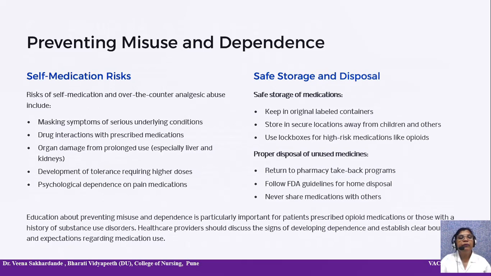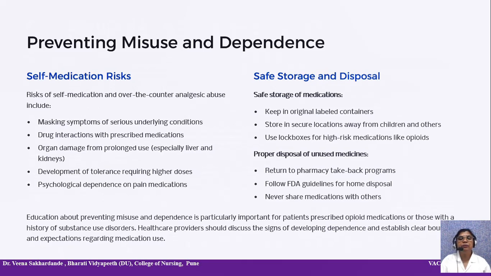Then key points of this, preventing the misuse and dependency. For example, if the patient is taking self medication, it is a high risk, with modification of dose or dependency. Whenever the patient is having a little bit of pain, mild pain, the patient can easily take the medication. So that leads to misuse or dependency. So that is also a risk, and we should educate them on this.